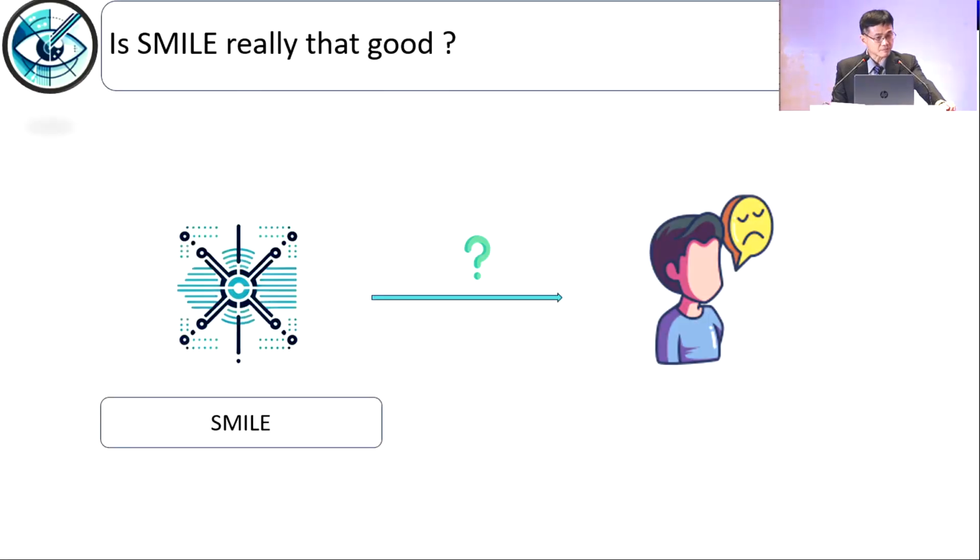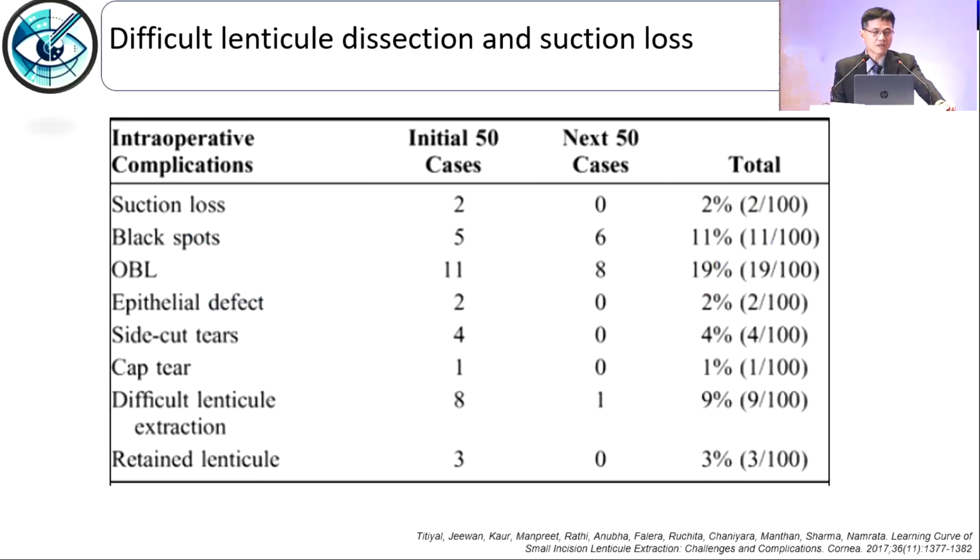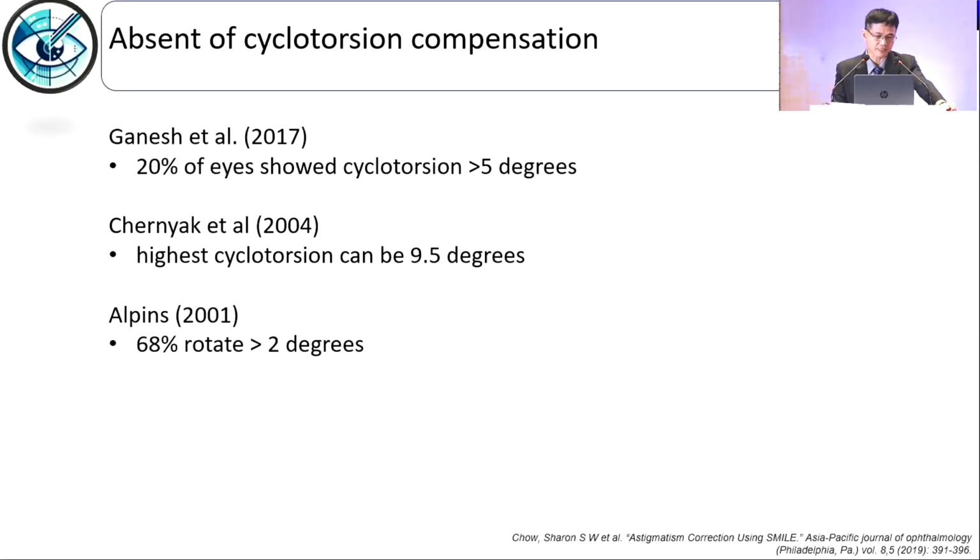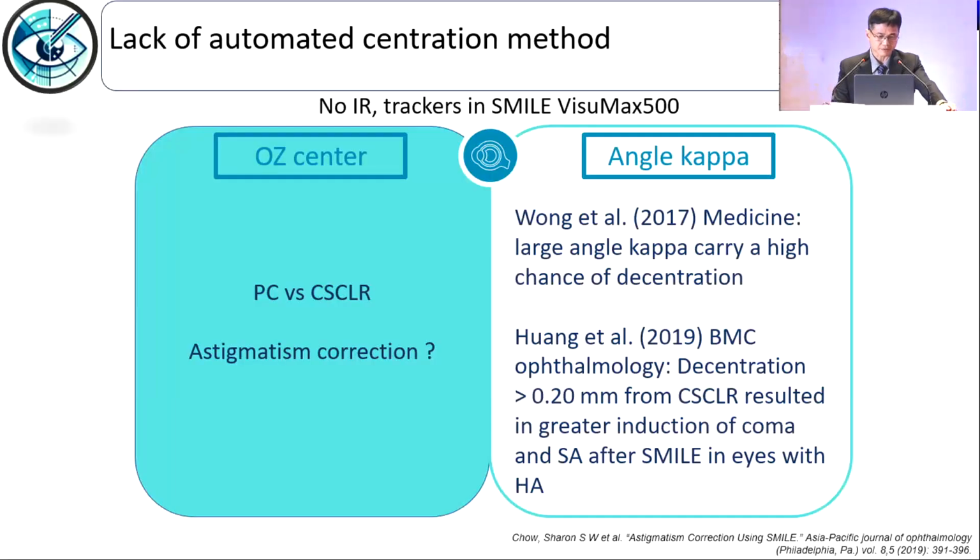But is SMILE really good? We should also pay attention to the learning curve of the SMILE procedure, especially for the initial cases. Some events like suction loss, epithelial defect, or opaque bubble layer occur more often as compared to consecutive cases. Also, there is the absence of cyclotorsion compensation. Studies point out that some patients have cyclotorsion as high as 9.5 degrees after surgery.